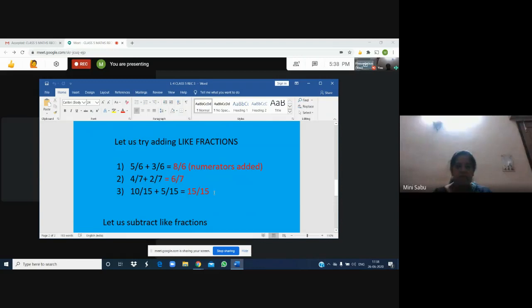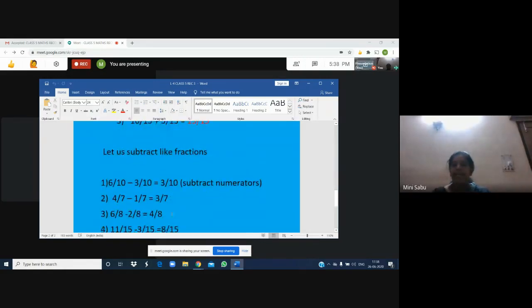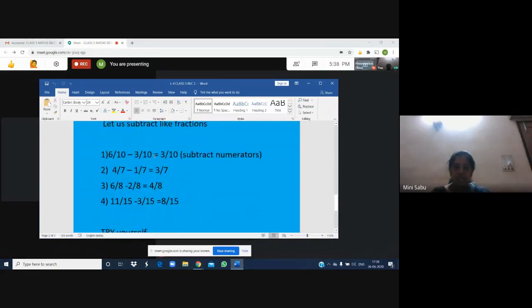Okay. Then now we are going to subtraction of like fractions. Let us subtract like fractions. One example. 6 upon 10 minus 3 upon 10. Here also the rule is just the same. Denominator will remain the same. We will subtract the numerators. Here I have written subtract numerators. 6 minus 3. What is 6 minus 3? 6 minus 3 is 3. You have written that 3 and denominator remains the same. So what's the answer? 3 upon 10.